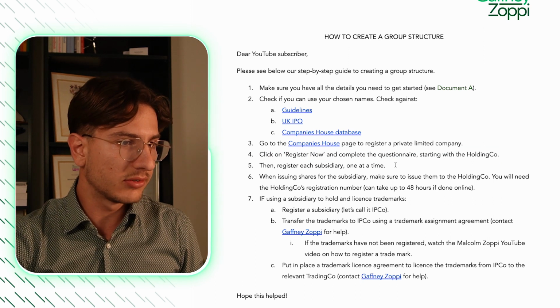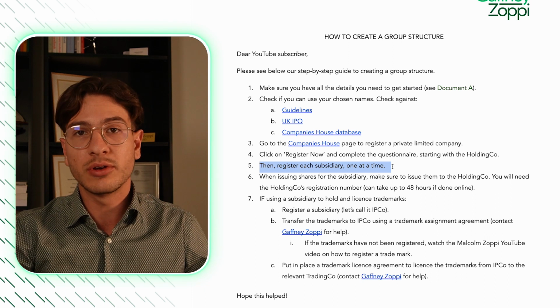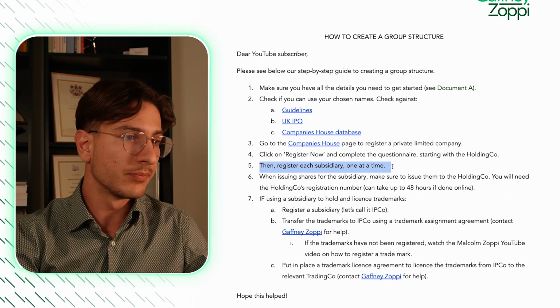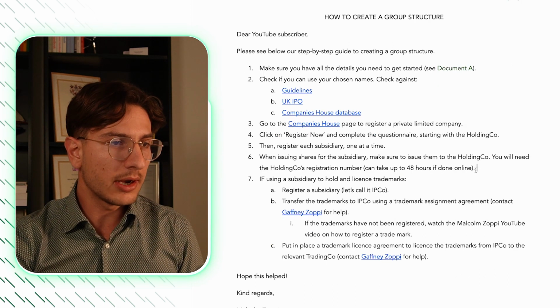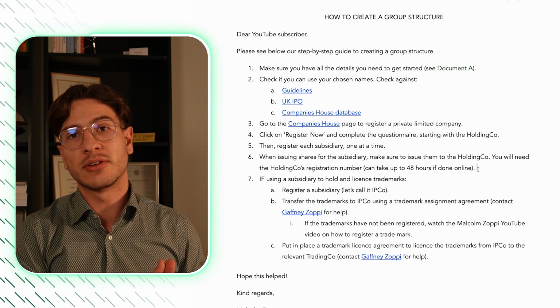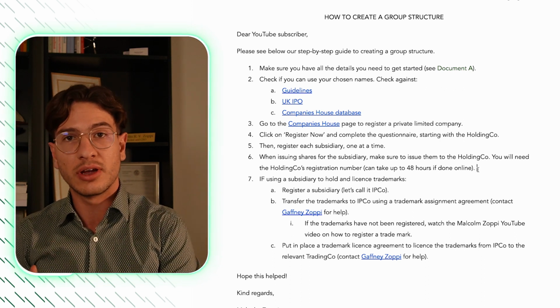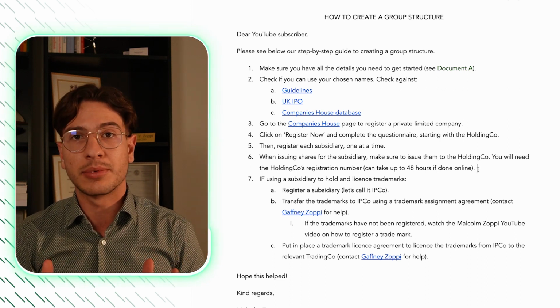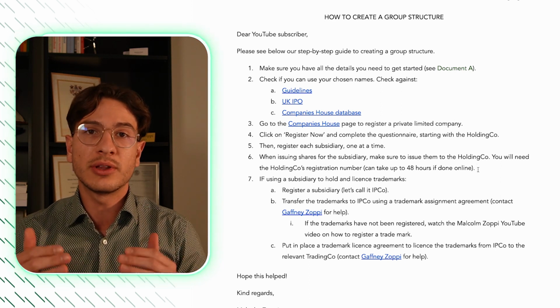Fantastic. Coming back to the step-by-step guide, we can now move on to step number 5, which is, once you have the holding company's company number, register each subsidiary to create your group structure. Step number 6 just reminds you of what we've just discussed, which is when you're creating the subsidiaries and issuing shares as part of the setting up of this new company, make sure to issue the shares to your holding company.